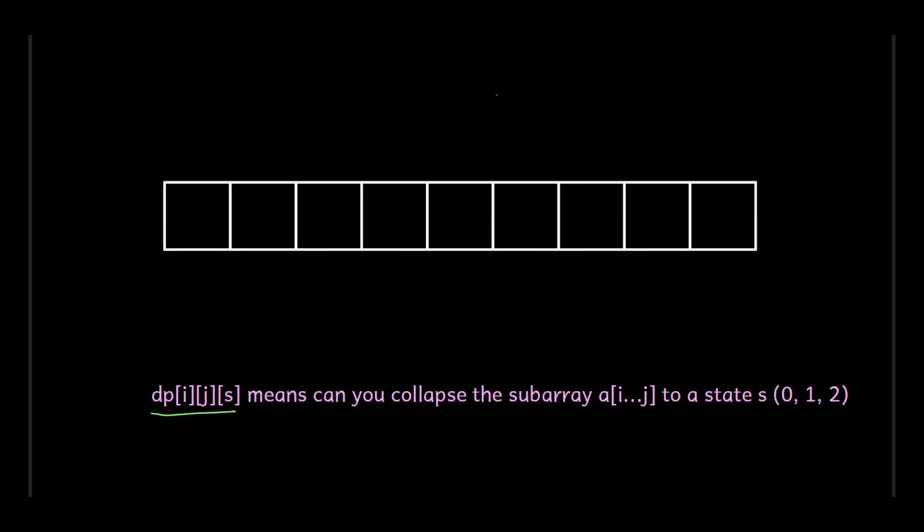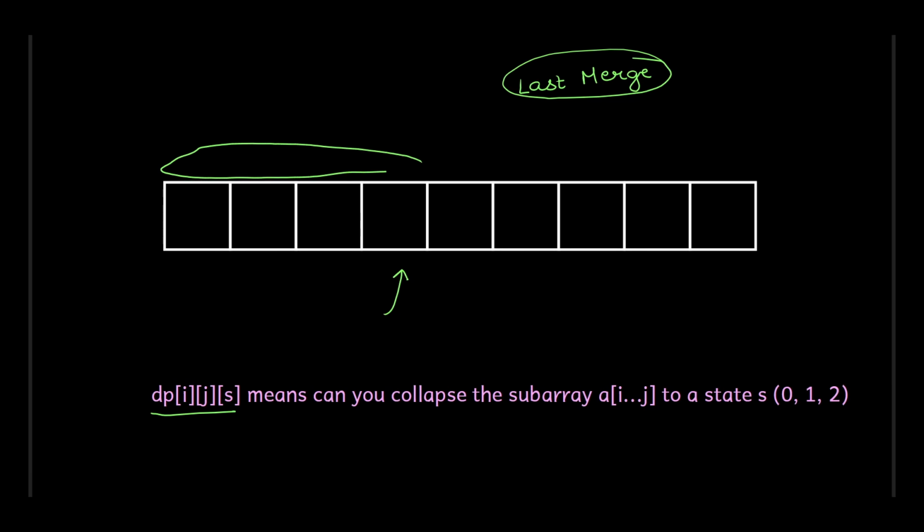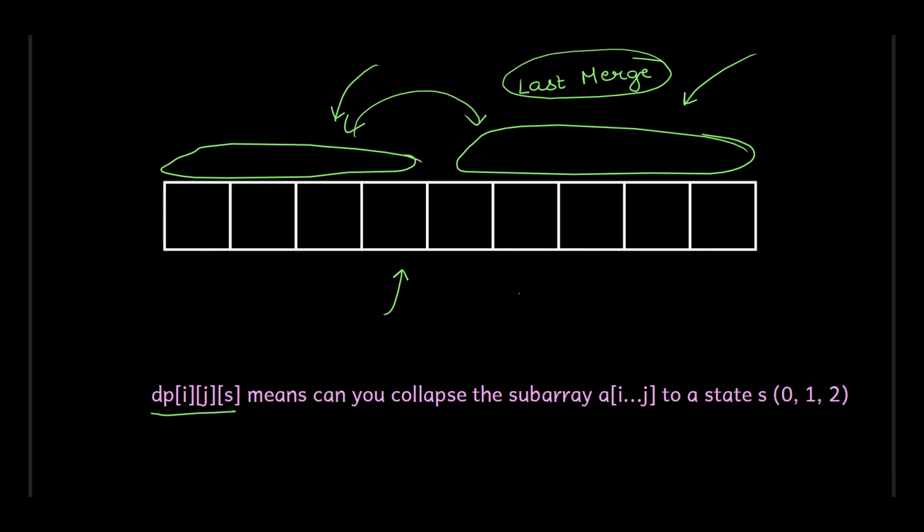Then you might say that okay, you have to look at the last merge, because in interval DP you usually look at the first merge or the last merge. Suppose that the last merge is happening at this index. This means that all of these elements have collapsed into one single block, and all of these elements have collapsed into one single block, and you want to combine those blocks to create just one single element at the end.